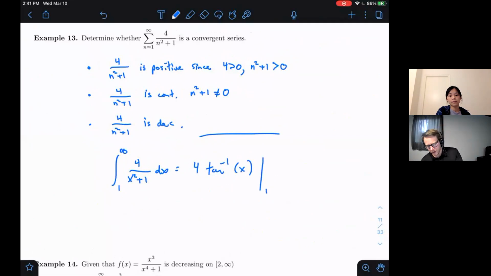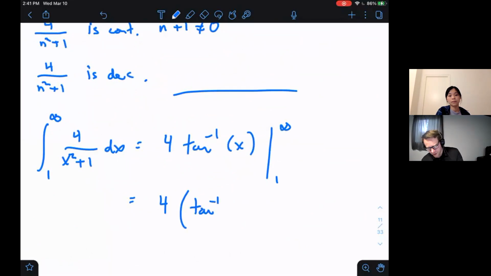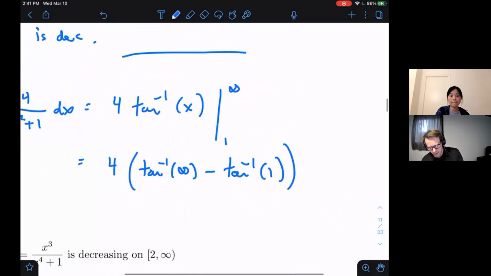Now if we were to evaluate this from 1 to infinity, we'd have tangent inverse of infinity minus tangent inverse of 1. I'm here to say that tangent inverse of 1 is going to be pi over 4. You can double check: if you plug in pi over 4 into tangent, it will output 1. Now, how about tangent inverse of infinity?